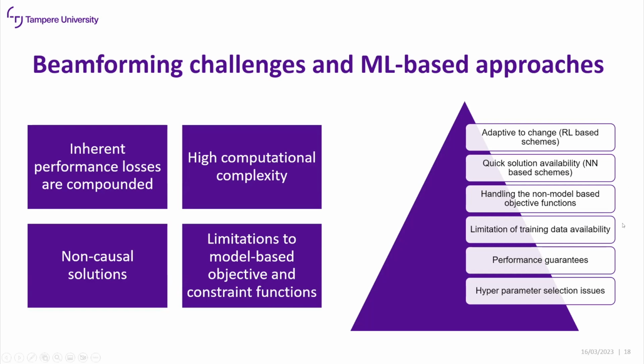But on the other hand, it also has some limitations. For example, the training data is most of the time not available, or not available in a form that can be used for these approaches. And then the performance guarantees which can be made for conventional optimization techniques may not be possible to claim for machine learning based solutions. And also one other issue with this scheme is how to choose the hyperparameters within the neural networks or some other networks.